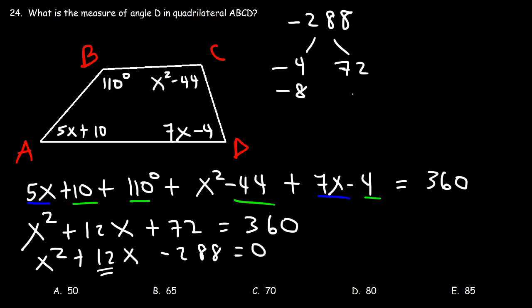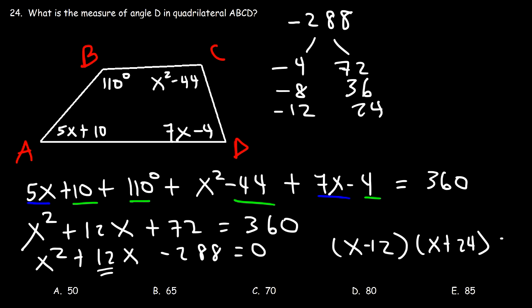288 divided by 8 is 36. So that's not going to work. Let's try 12. Negative 288 divided by negative 12 is 24. Now this works. These two numbers add up to 12. So to factor it, it's going to be x minus 12 times x plus 24. And that's equal to 0.